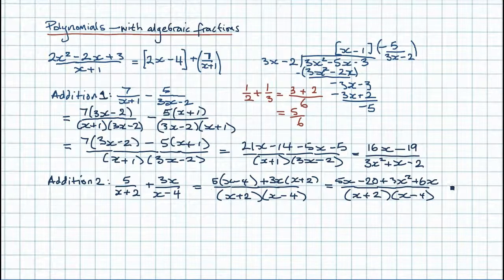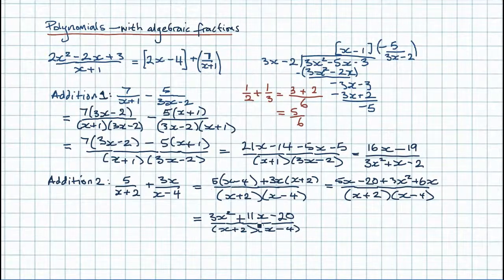Okay. And we haven't left ourselves enough room, so I'm going to go down here for this. We now need to collect like terms, so we've got 3x squared plus, so we've got a plus 5x and a plus 6x, so plus 11x, minus 20, all over x plus 2 times x minus 4.